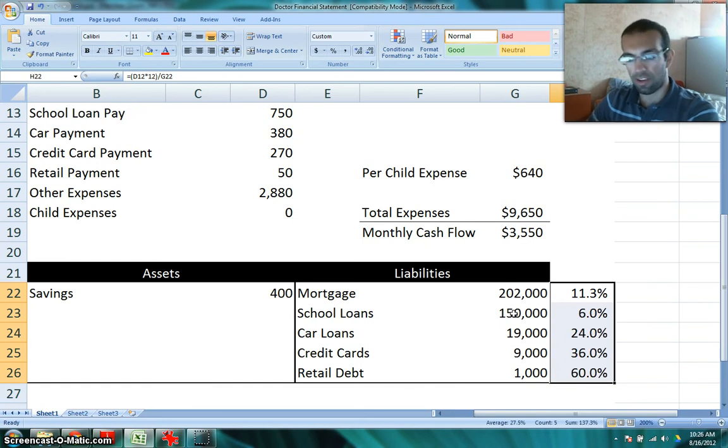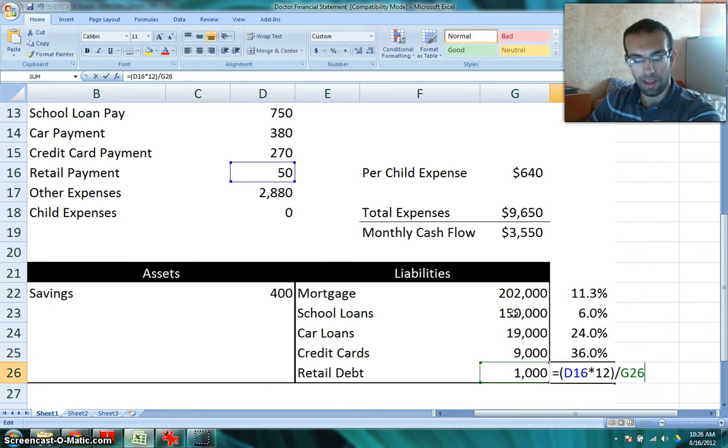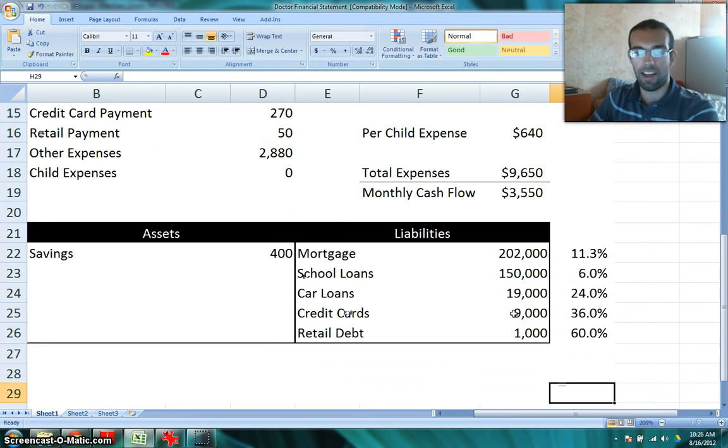I do that for all of these, and then I would find that the retail debt has the highest interest rate, so I'm paying the most interest on it. The way I think about this is that's the one I want to pay off first. I want to pay the liability with the highest rate of interest first and then work my way down. So I would pay the retail debt, then the credit card at 36%, then the car loans at 24%, then the mortgage at 11.3%, and then finally the school loans.